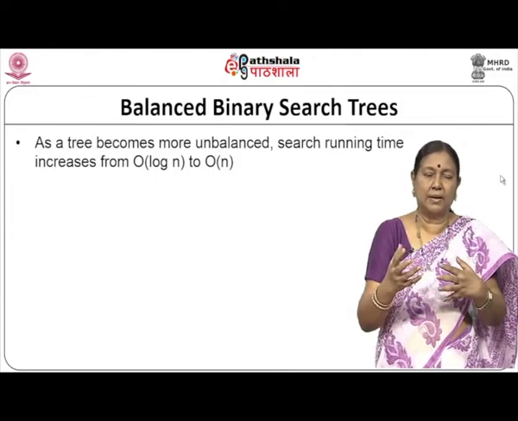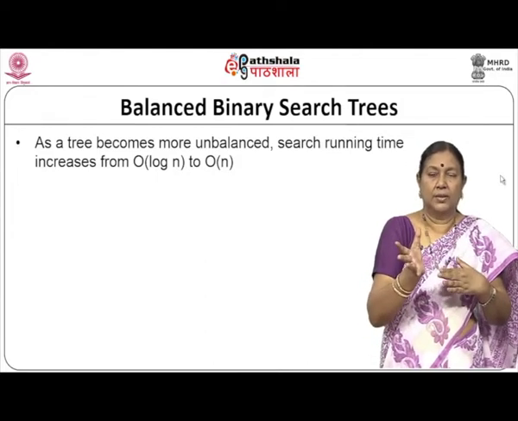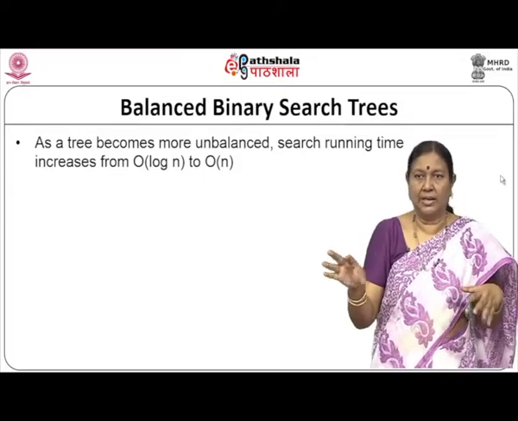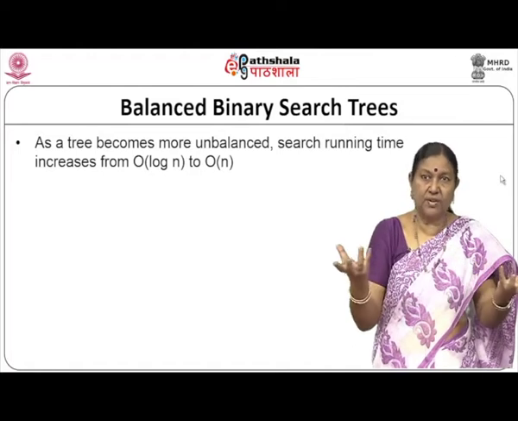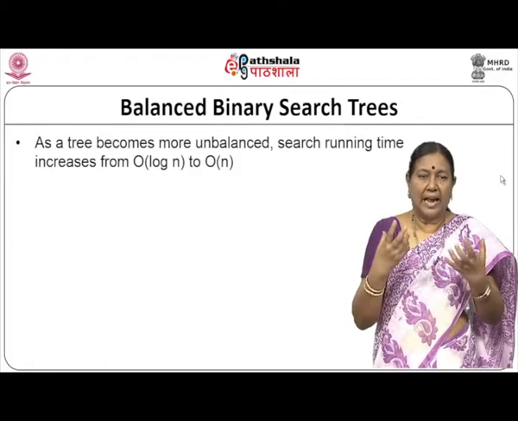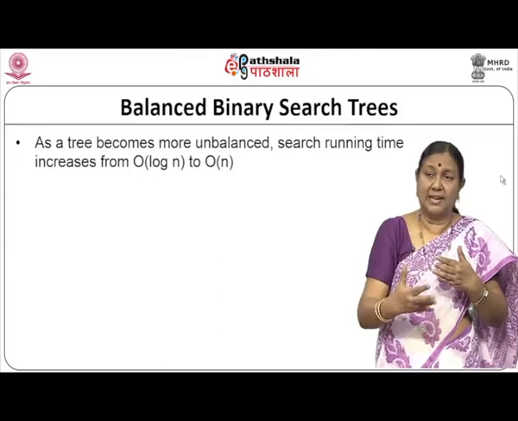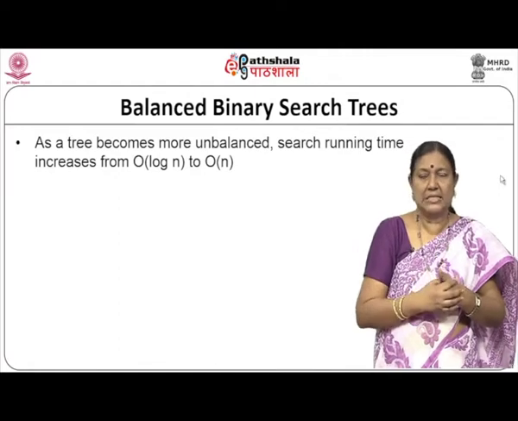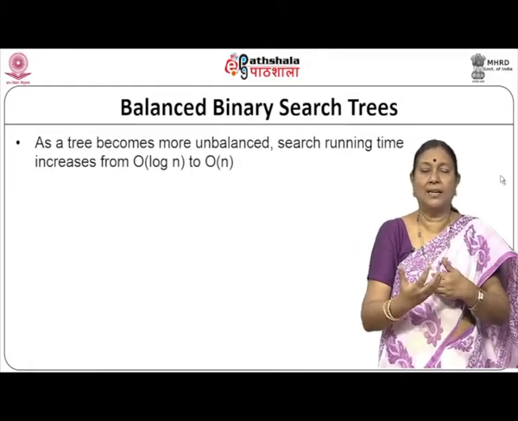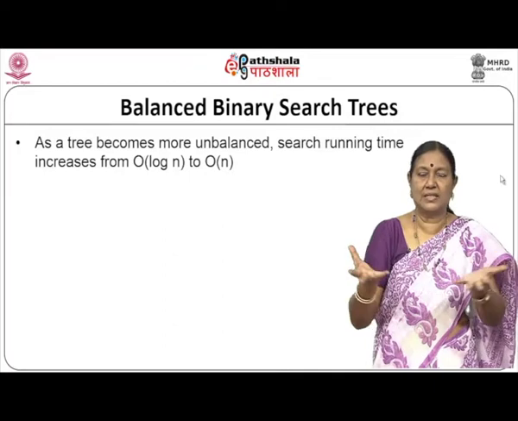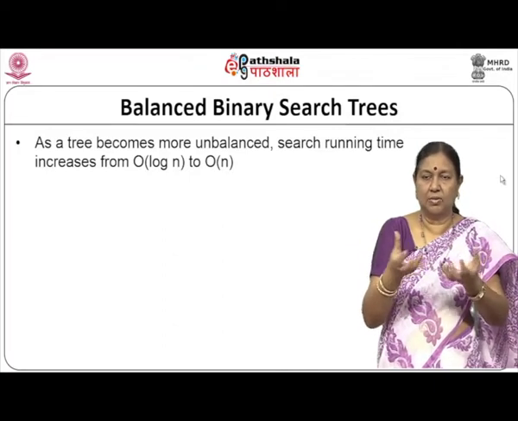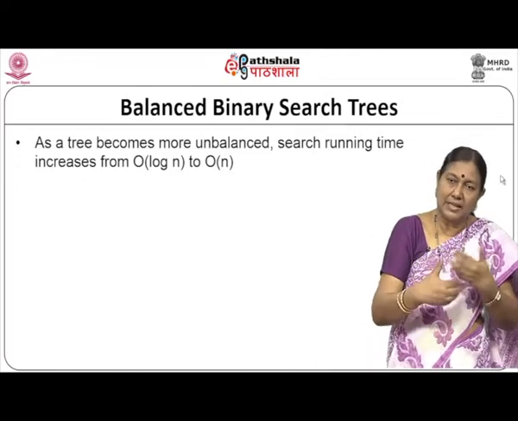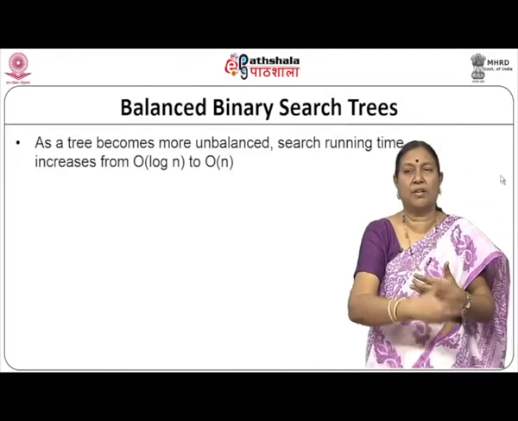Now, as a tree becomes more and more unbalanced, I have not told you what is balanced, but what it means is that as the tree keeps growing on one side and the other side is not growing, the spread of the nodes in the tree is not uniform. Therefore, the running time for a search operation of that binary search tree increases from order of log n to the order of n. On average, if you have the nodes spread uniformly, it will be of the order of log n, but as it becomes more and more unbalanced, it will change from order of log n to order of n.